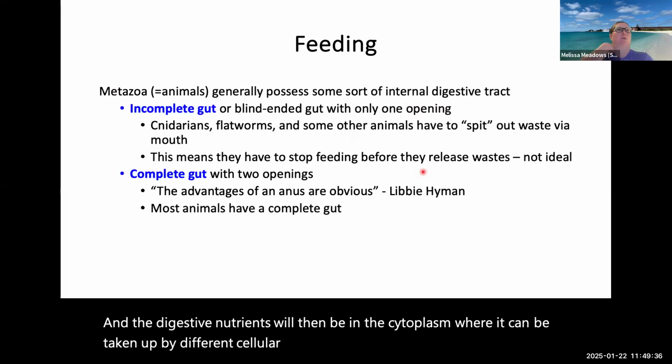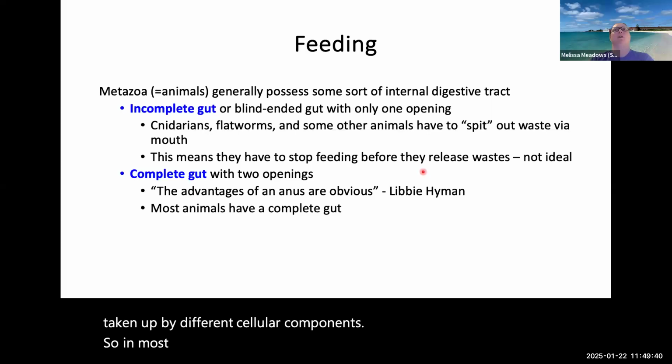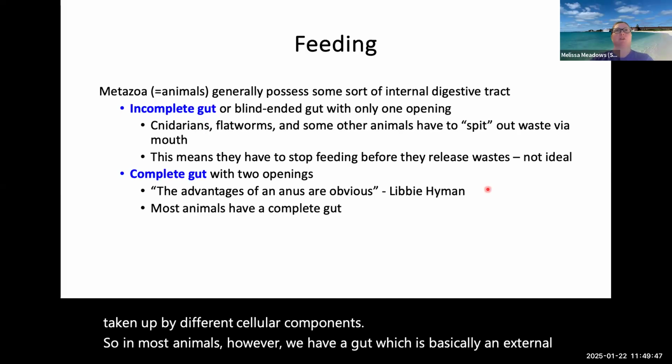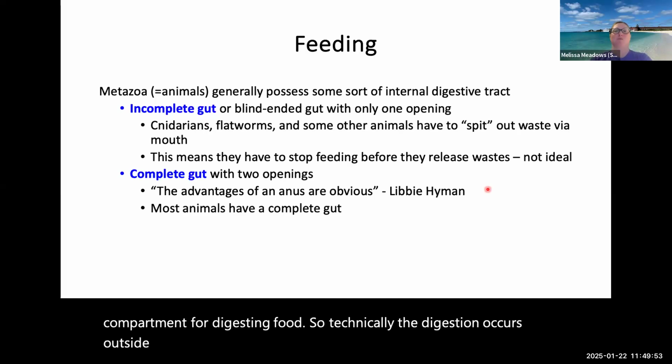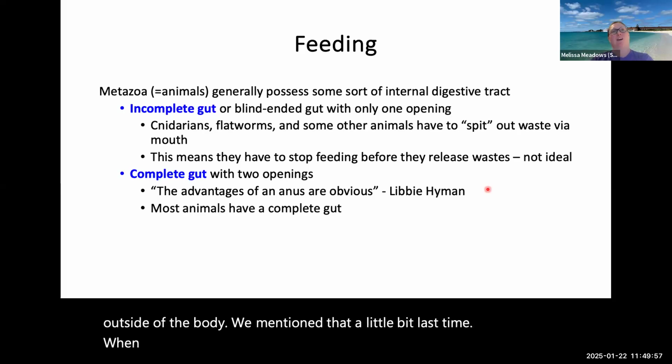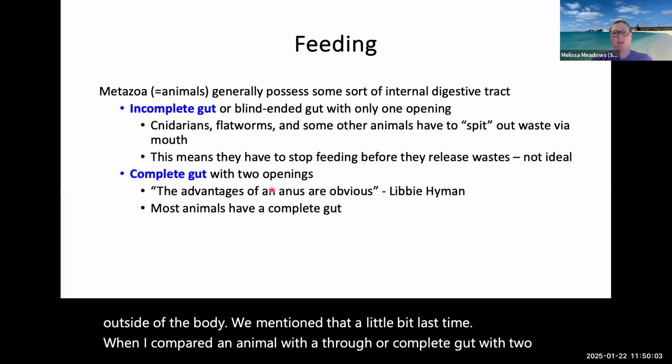In most animals, however, we have a gut, which is basically an external compartment for digesting food. So technically, the digestion occurs outside of the body. We mentioned that a little bit last time when I compared an animal with a through or complete gut, with two openings, to a water weenie.